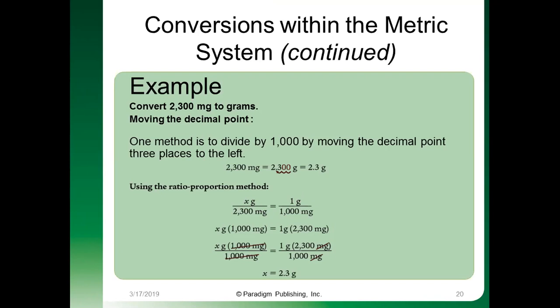So now we're going to cross multiply. So X grams times 1,000 is equal to 1 gram times 2,300. So dividing by 1,000 on both sides, we multiply 1 times 2,300 divided by 1,000, which gives us X is equal to 2.3 grams.